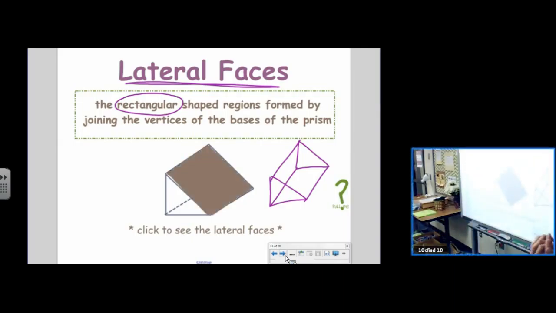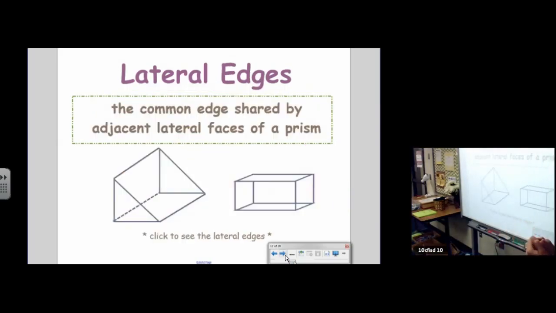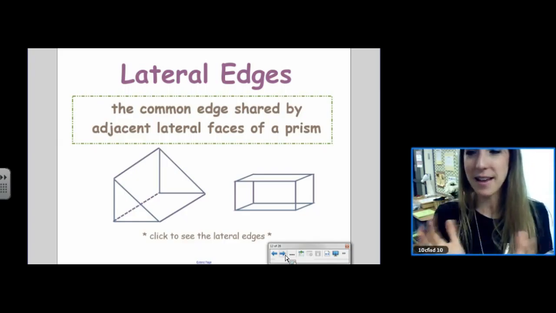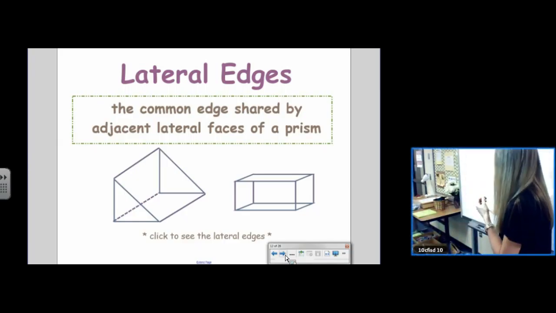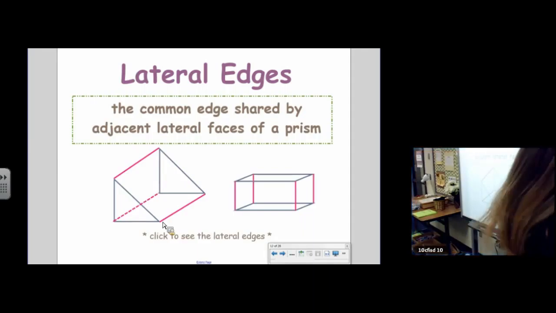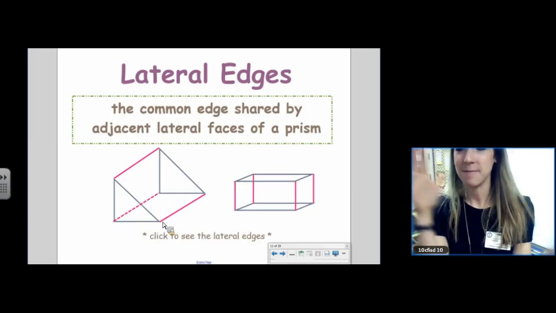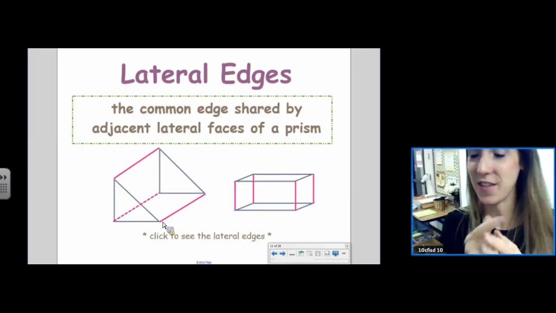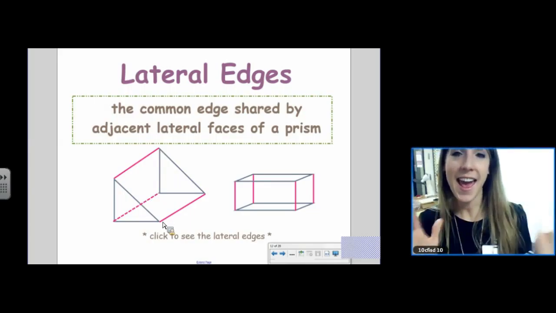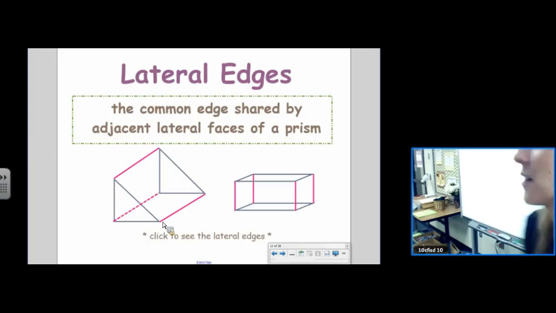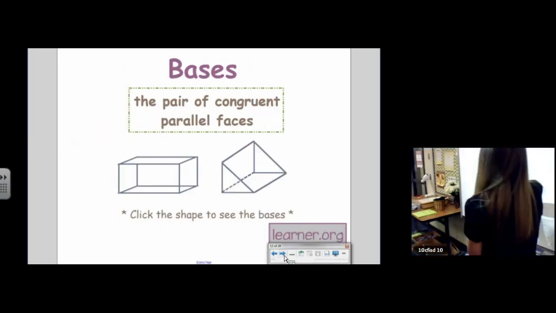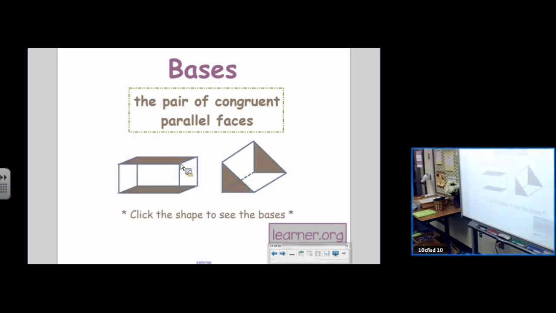So the lateral faces are going to be that rectangle right there. The lateral edges, watch this. It's going to turn from blue to purple. It's not a big color difference, but watch. The lateral edges are the edges that connect. Did you see it? They're the edges that connect the base to the base. The common edge shared, this is fancy, the common edge shared by the adjacent lateral faces of a prism, aka the segments that join the lateral faces. Okay. The bases are, of course, the one that we have two of, they're congruent, and they're parallel.